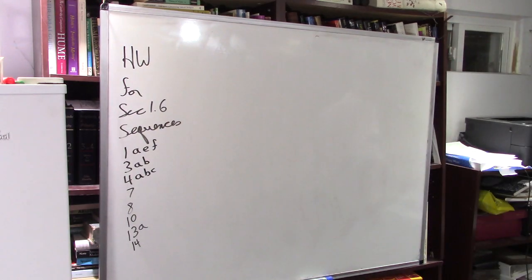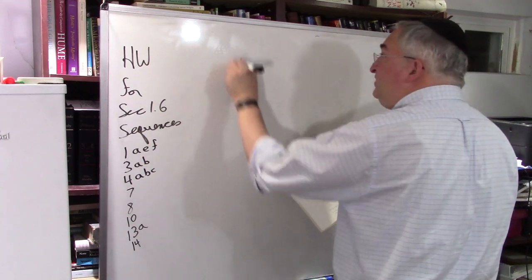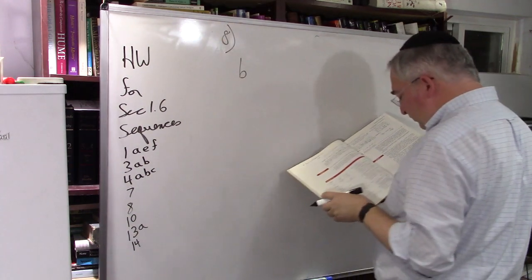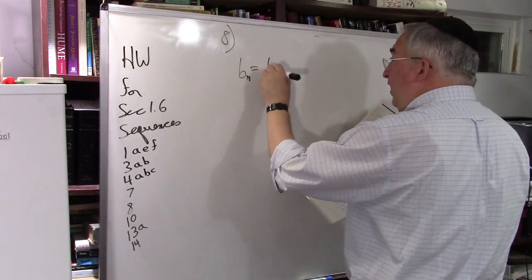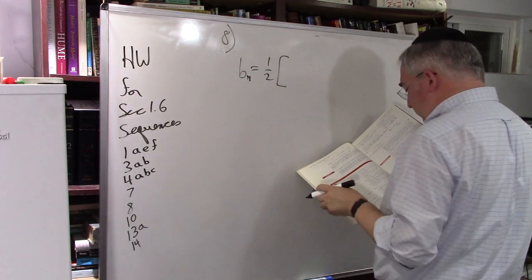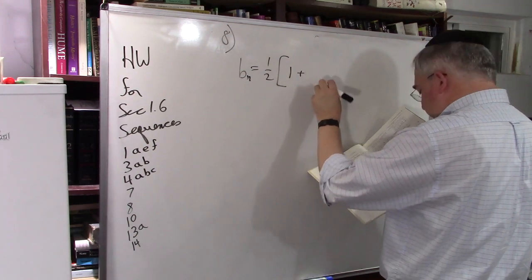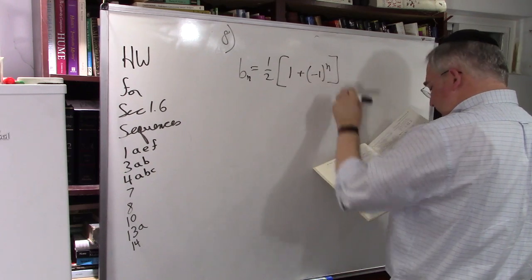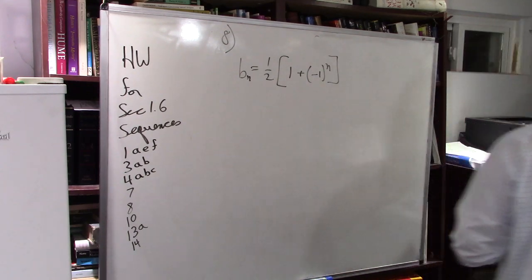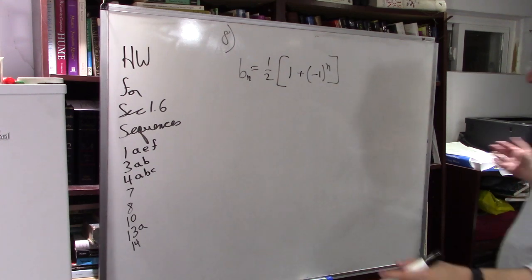Number 8. Okay, you ready? Consider the sequence Bn, this is number 8. Consider the sequence Bn is equal to a half times 1 plus minus 1 to the n. List the first 7 terms of this sequence. Okay, so let's try it.